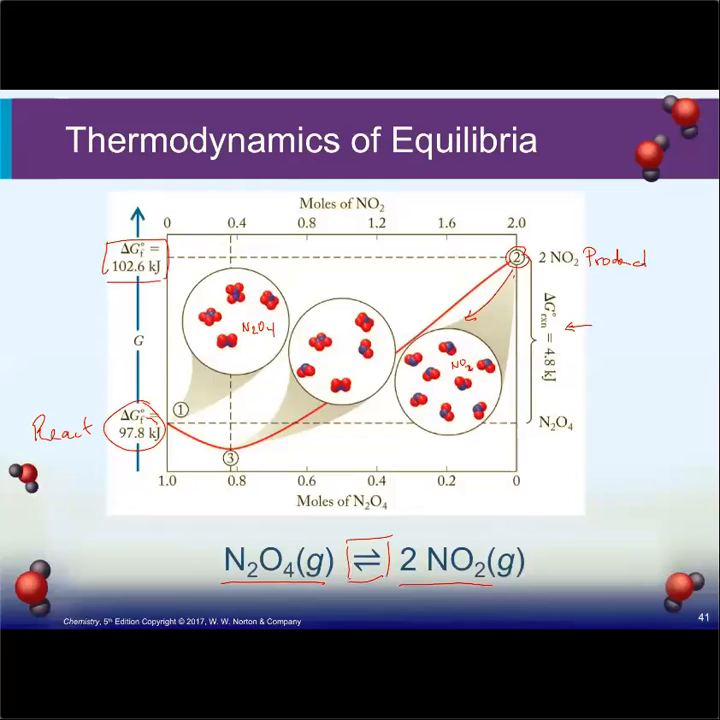So this is a way of visualizing what is happening here. These are the moles of NO2. So at the beginning of the reaction, you start with no product, and then at the end, you'll have 2 moles of product. These are the moles of N2O4. You begin with 1 mole of N2O4, and at the end of the reaction, you have 0. And this graph here is how the energy changes.